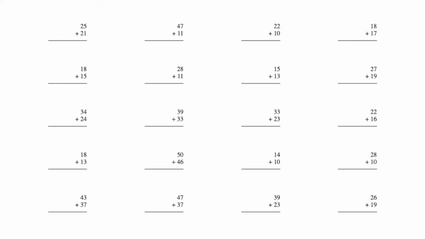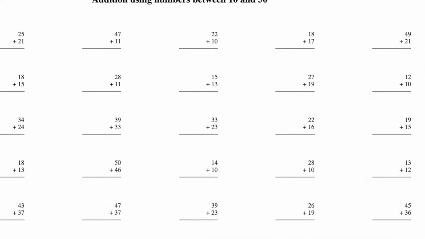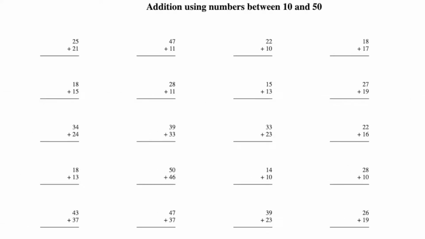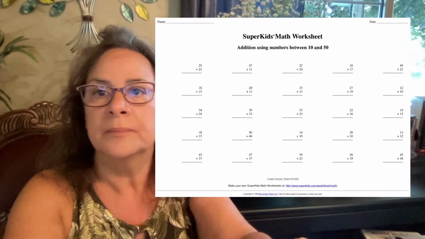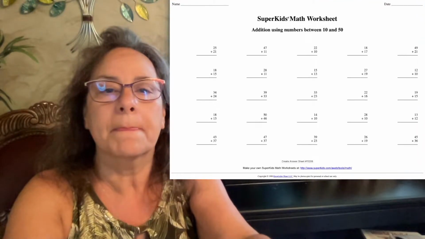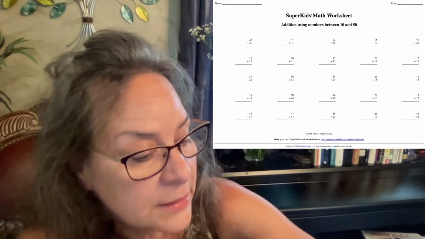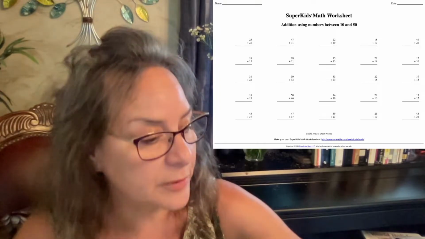The only thing that I want to tell you is that when you get to a number, as in the third problem, 22 plus 10, let's look at that one. We can do that on a piece of paper right here for you. But I don't want to do all of them on a piece of paper like this.